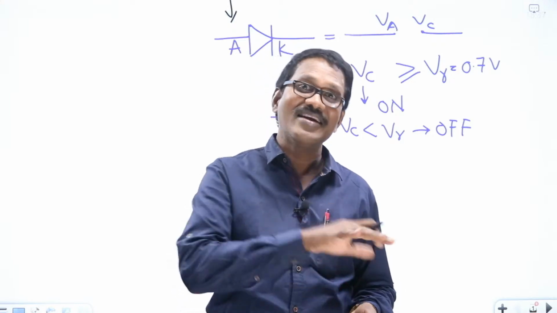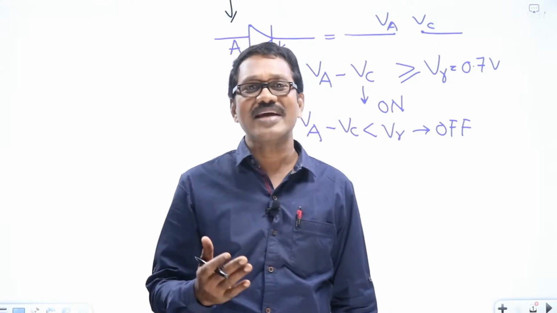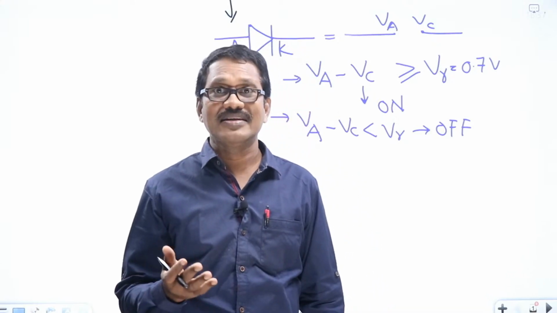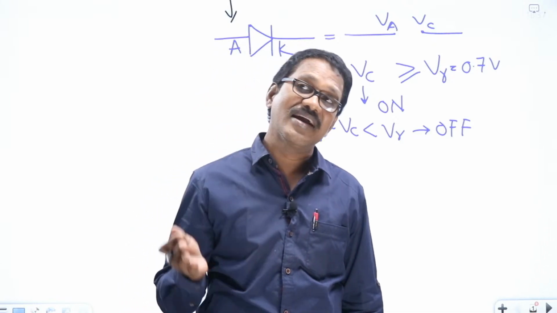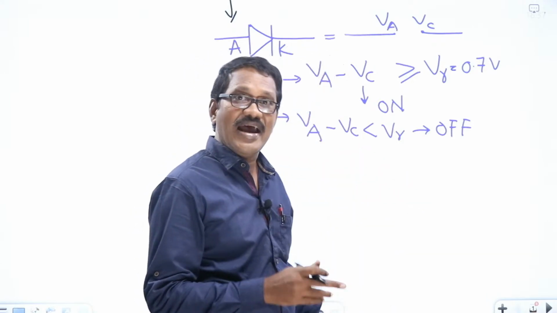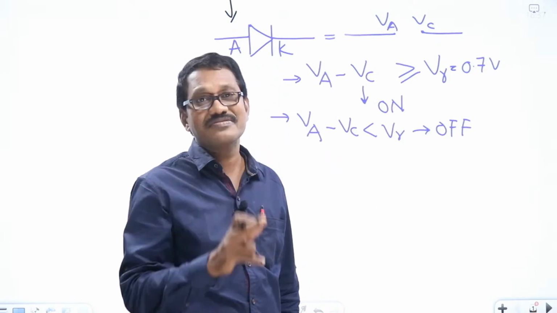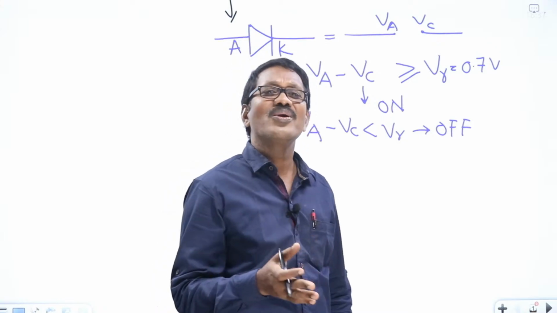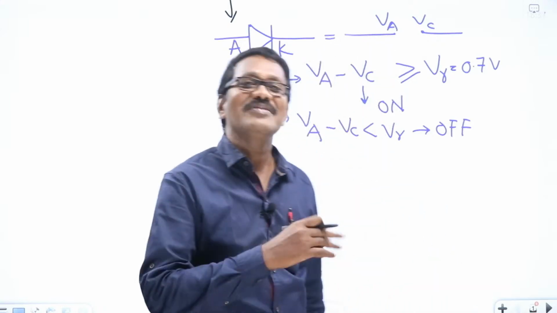By the time other diodes will be in off state. If a number of diodes have VA minus VC greater than V gamma, then the diode whose VA minus VC value is greater than the other diodes' will be switched on first, and by the time other diodes will be in off state. That means it is said to be more heavily forward biased. All right, so that is why it will be switched on first.